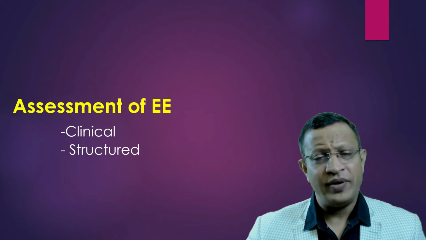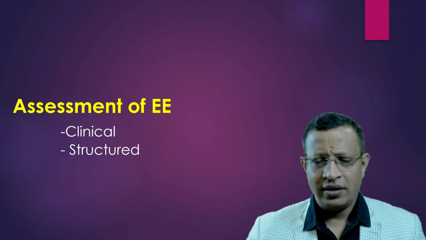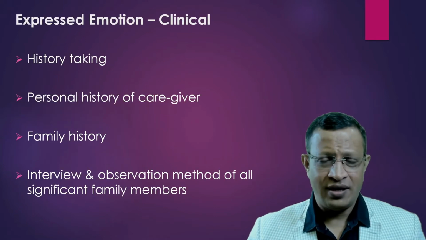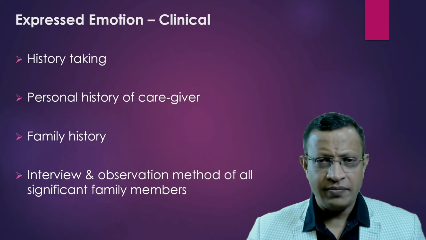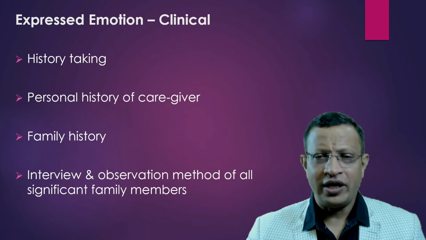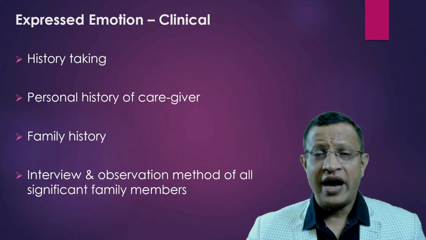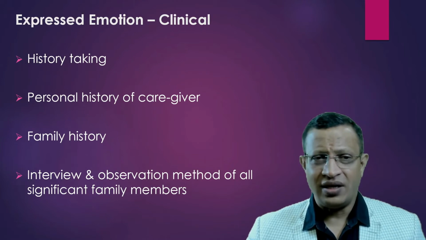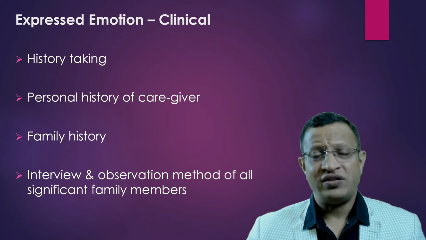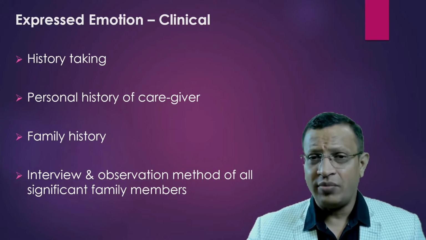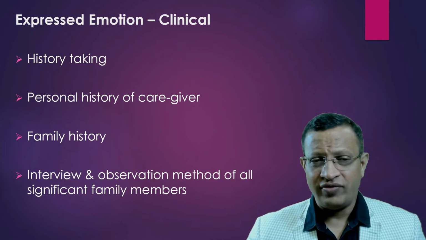Let's look into the assessment of expressed emotion. How do we do that? There are two types of assessment. One is clinical assessment, another is structured assessment. Clinical assessment is history taking, either on an OPD basis or inpatient basis. Further, taking the personal history of caregivers and how they are coping with the patient's illness. Family history: what is the family structure, who is providing the caregiving to the person with mental illness, and you also have to do a family pedigree charting and see what the communication is, what the style of functioning within the family is.